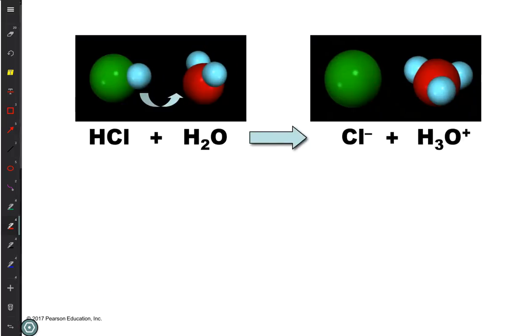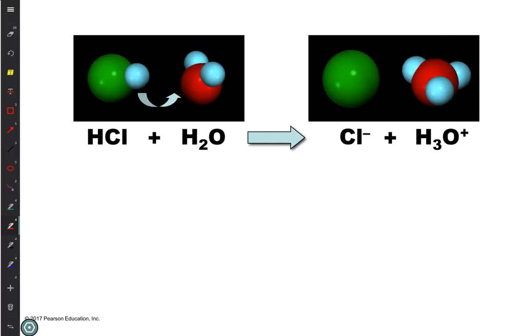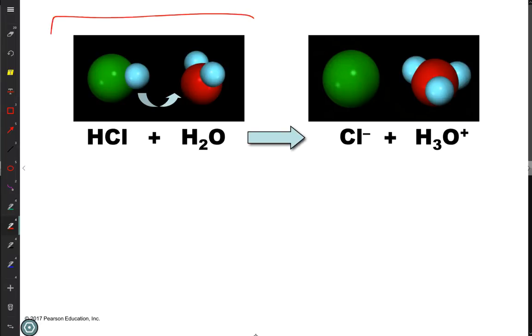So let's see this in action. Here's an interaction between HCl, that's a hydrogen bonded to a chlorine, and H2O, what we normally call water. In that picture, the green is the chlorine atom, the blues are hydrogens, and the red is oxygen. So just describe for me in words, I know we can all listen to me, but I want to listen to you. What's happening? What is going on in this picture?